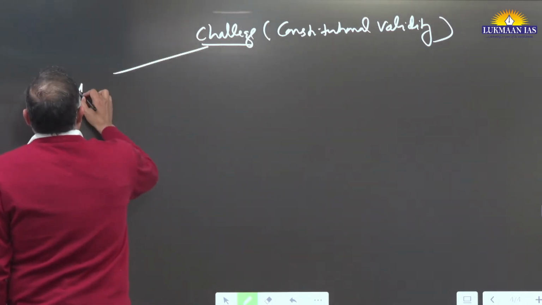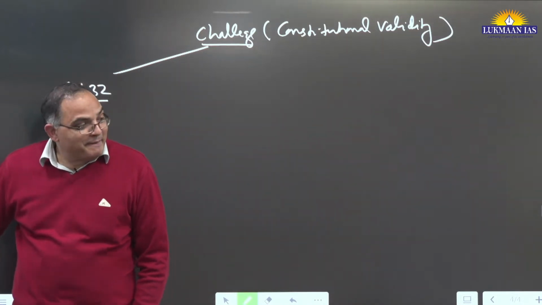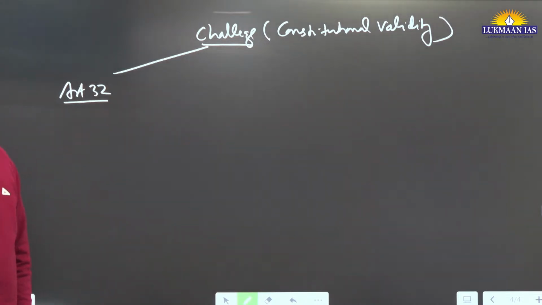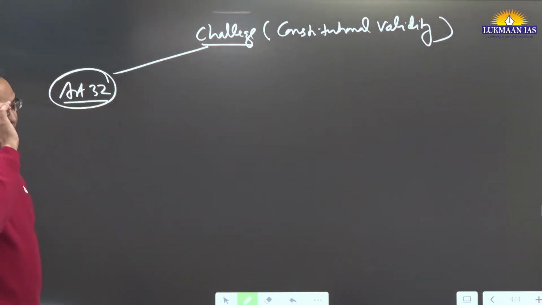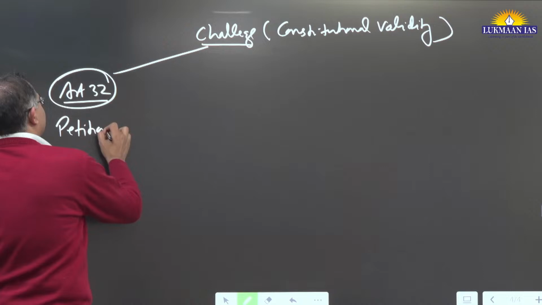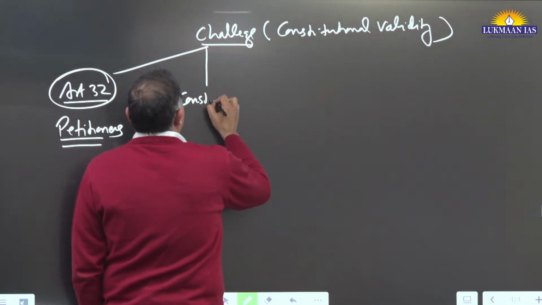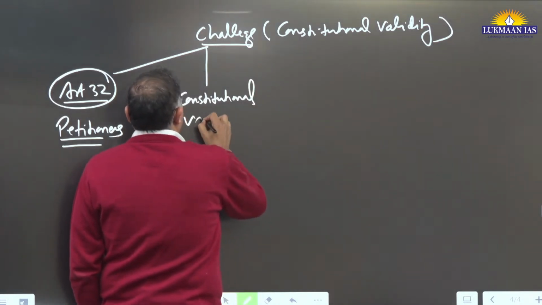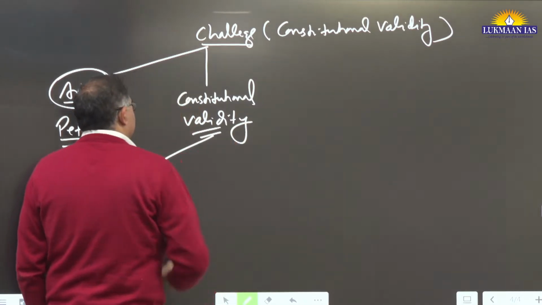The first thing is that they have challenged it under Article 32. The petition has been filed under Article 32. By the way, PILs are filed under Article 32. It is challenged by the petitioners. What is the challenge? Constitutional validity.